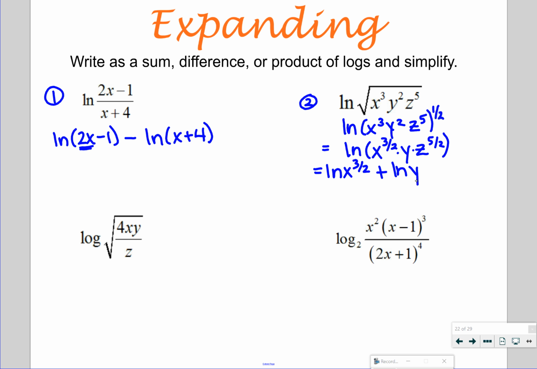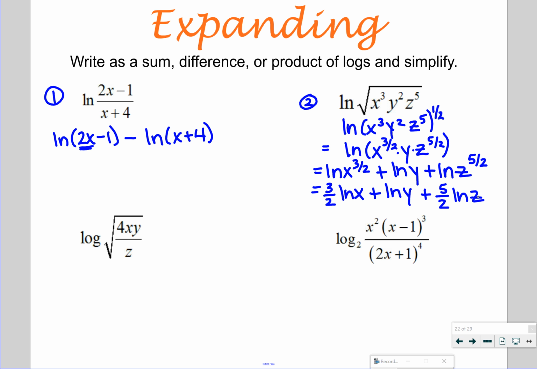Notice I'm putting a natural log in front of every term here when we expand, or whatever log base I happen to have, plus natural log of z to the 5/2. Now I can take that 3/2 and bring it down in front, and the 5/2 and bring it down in front of their respective logs. So I'm going to have 3/2 natural log x plus natural log y plus 5/2 natural log z. And that's our final answer.